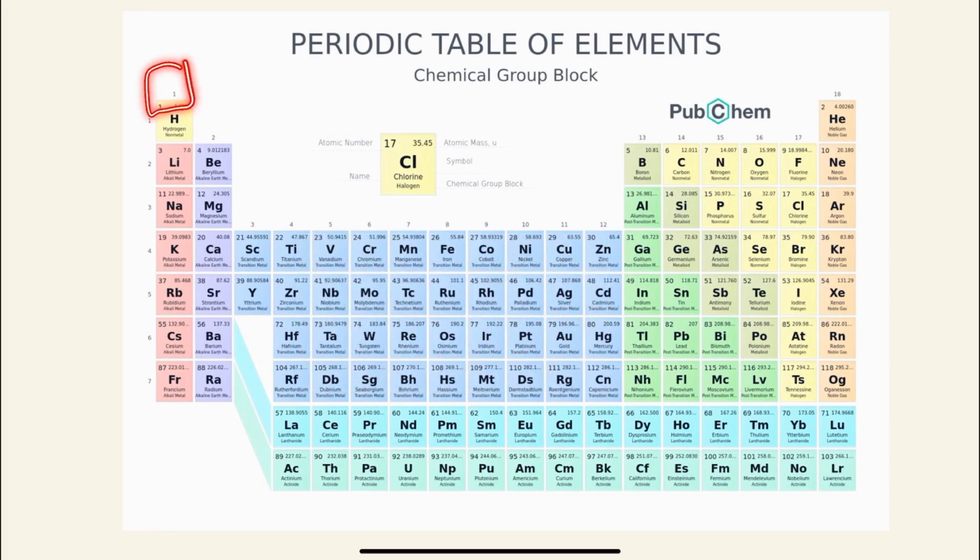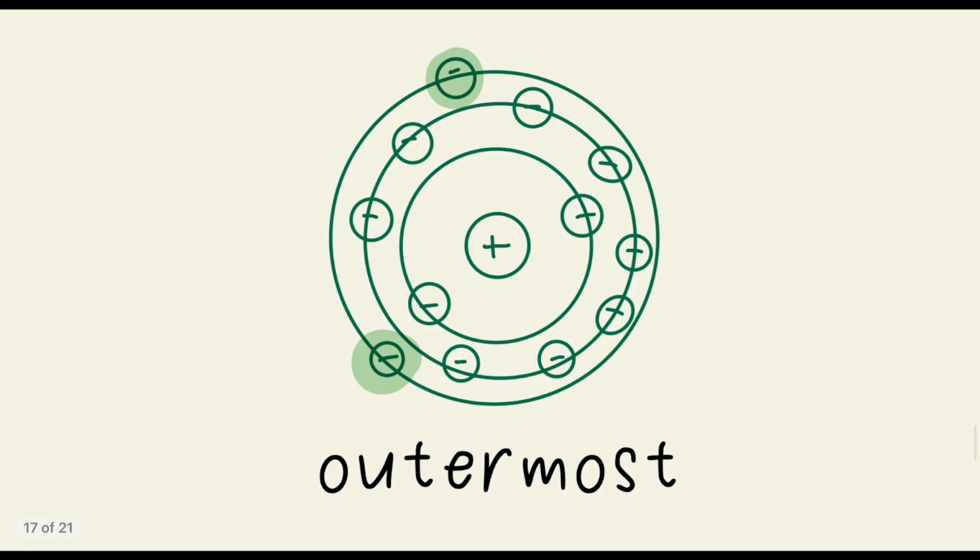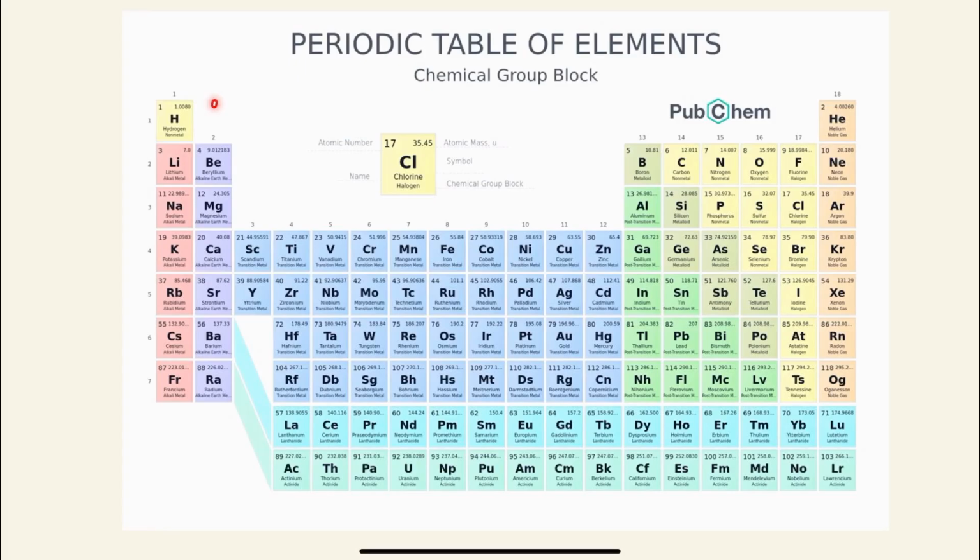Group 1 has 1 valence electron. Valence electron meaning outermost electron. Group 2 has 2, Group 3 has 3 valence electrons, and so on. Group 7 elements are halogens.